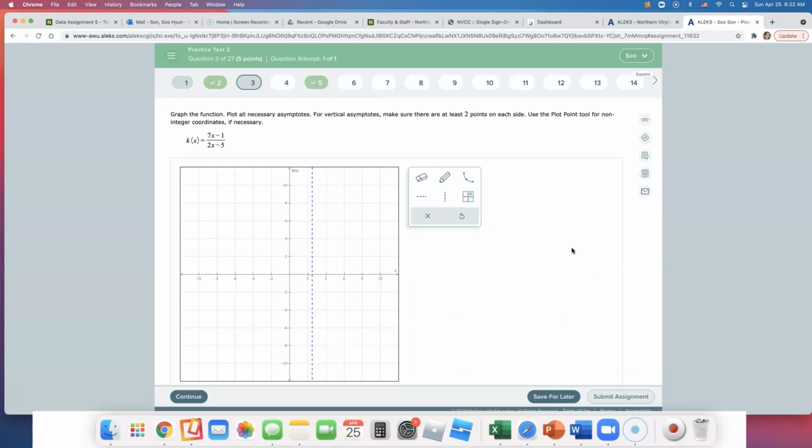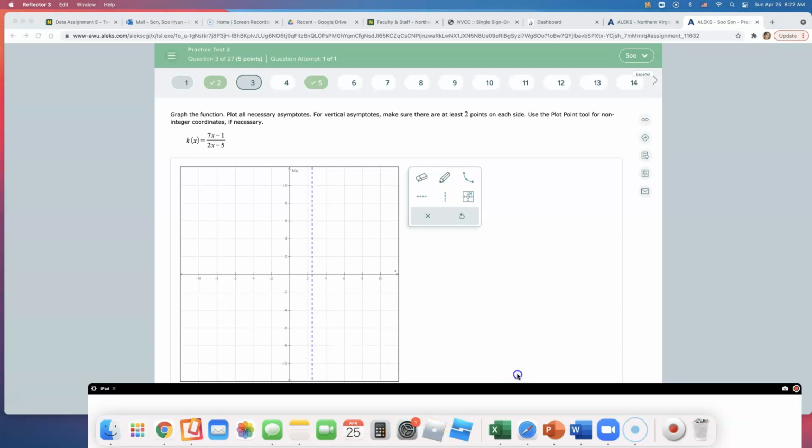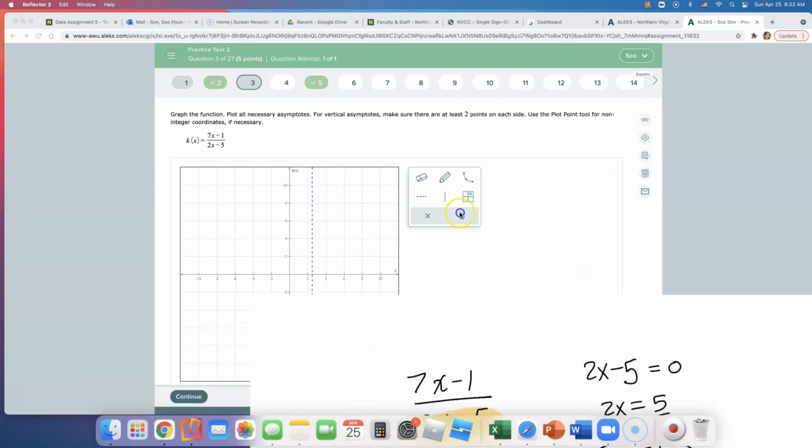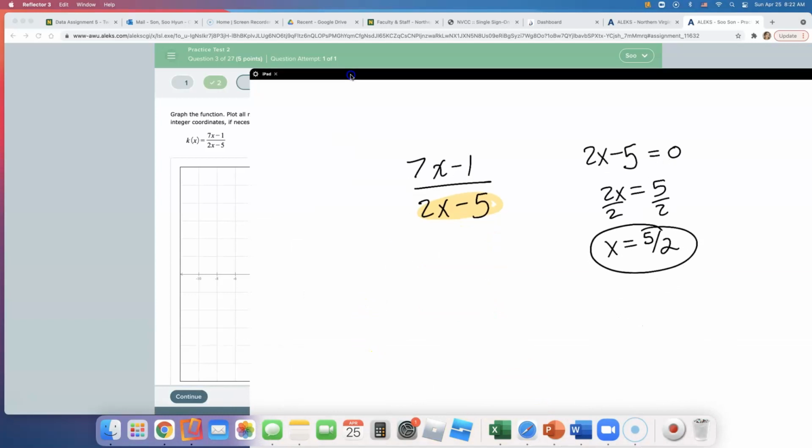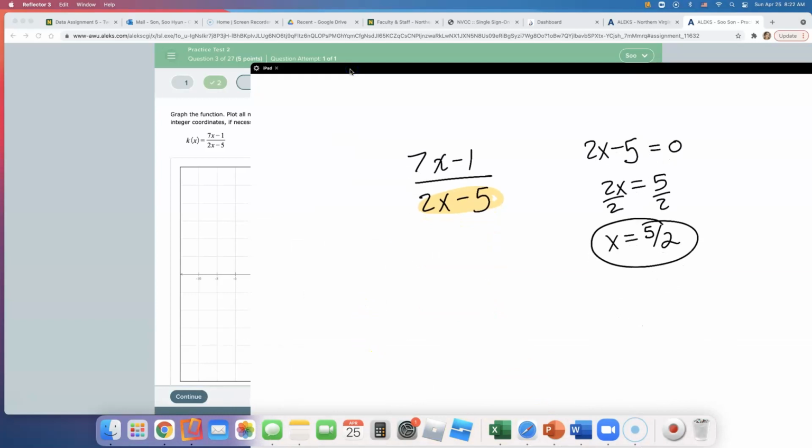Let's do the horizontal asymptote. We look at it by cases, right? We did it by cases in pre-calculus class. And as you can see, the degree of the numerator and the degree of the denominator, they're both x to the first power, right? When the degrees are the same, we just take the ratio of the leading coefficient. So the horizontal asymptote is at 7 over 2.